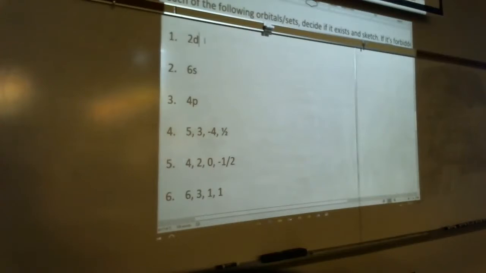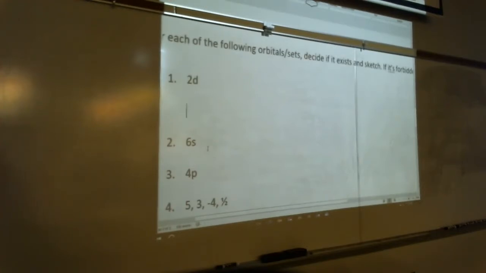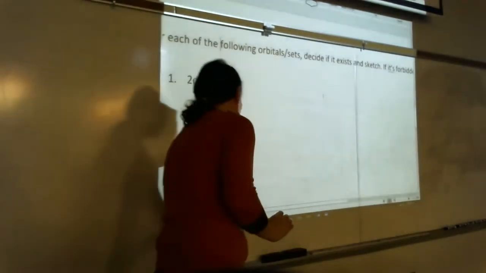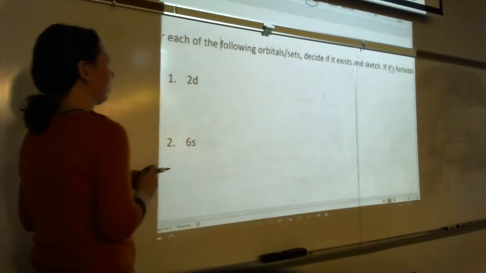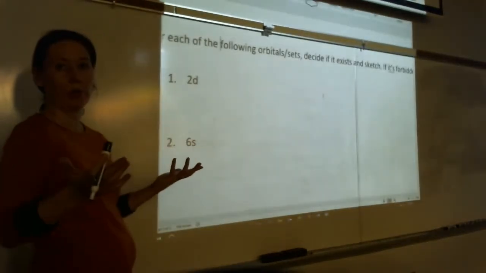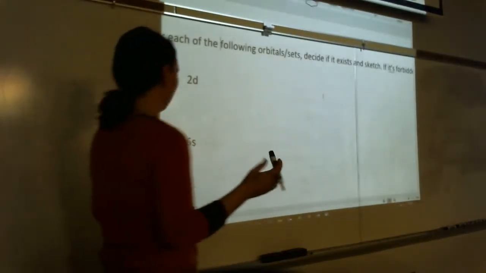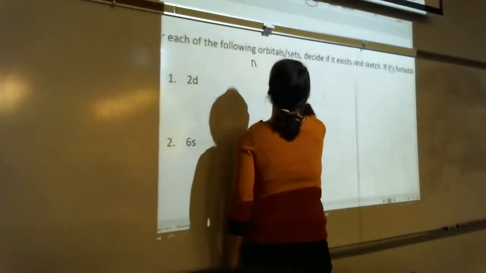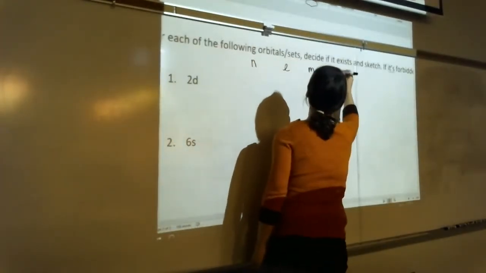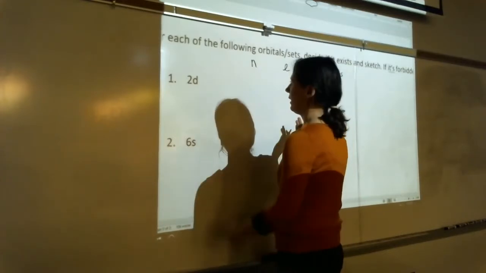All right, let's go over these. For each of these, we're going to decide if they exist or if they're forbidden, and then explain why. So 2D, the way to ask yourself if this orbital exists is by giving yourself the quantum numbers and asking, is that a legal combination? So N, L, M sub L, M sub S. Let's see how far we get.